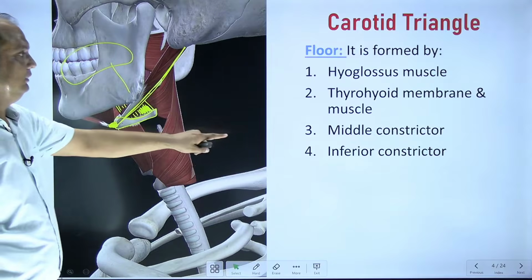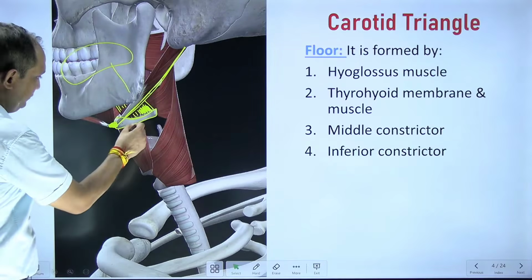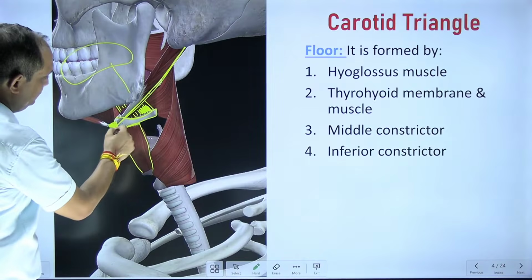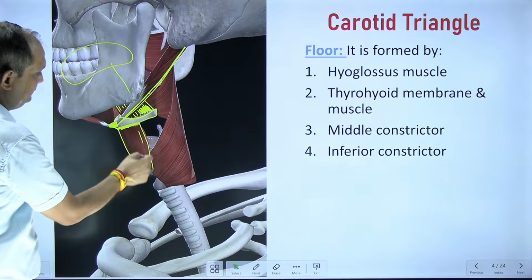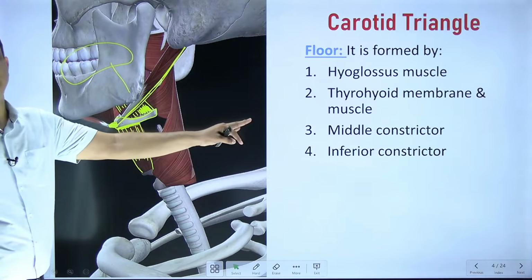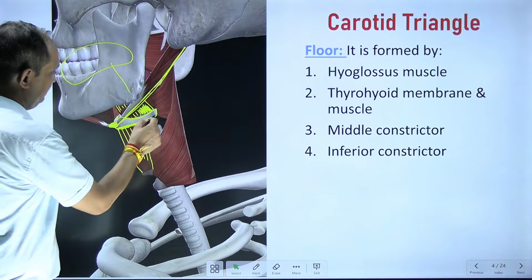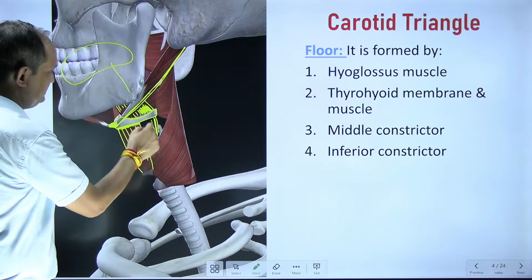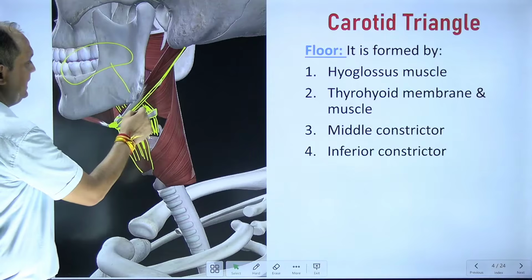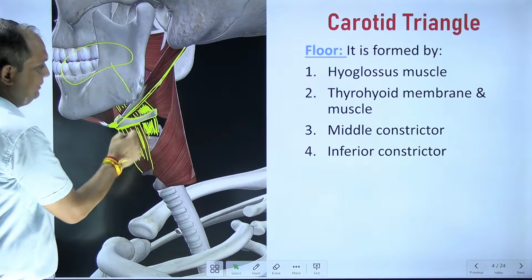Now below the hyoglossus you will have one more muscle, and this muscle is connecting the hyoid bone to the thyroid cartilage. So this is known as the thyrohyoid muscle. Along with the thyrohyoid muscle, this gap is filled by a membrane known as the thyrohyoid membrane. So which are the two muscles I just told you? This is the hyoglossus and this is the thyrohyoid.